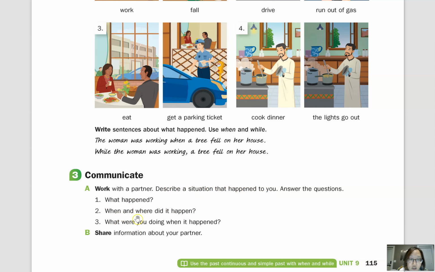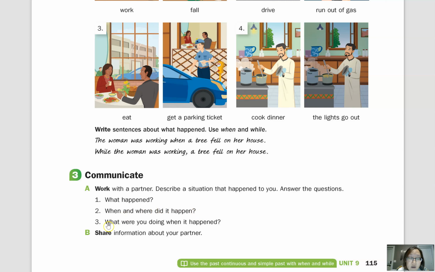And actually, these questions will show you exactly what we practiced. So, for example, what happened? This is the past tense activity. So you might say, for example, the plane took off. And then when and where did it happen? So we might say this morning at the airport, of course, because the plane took off. So this morning at the airport.